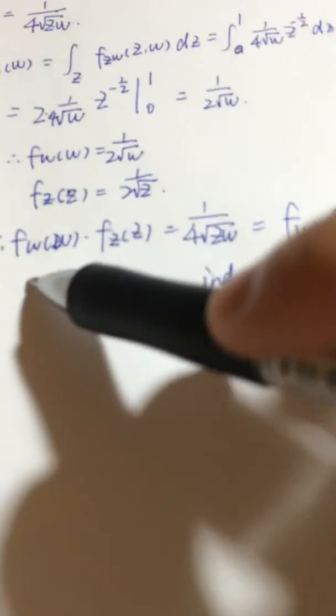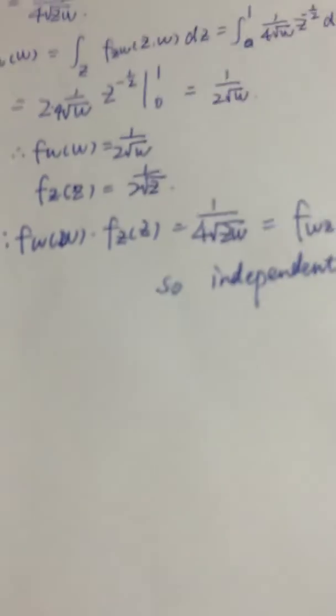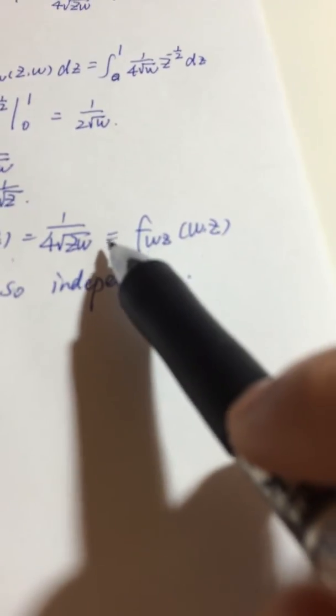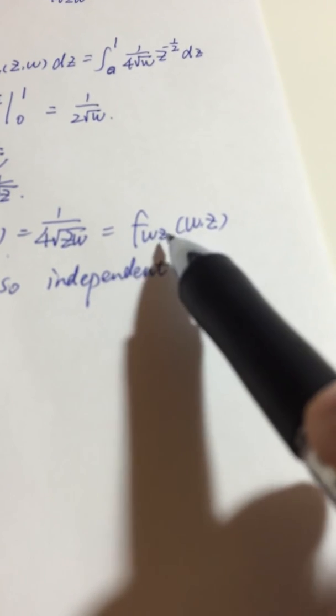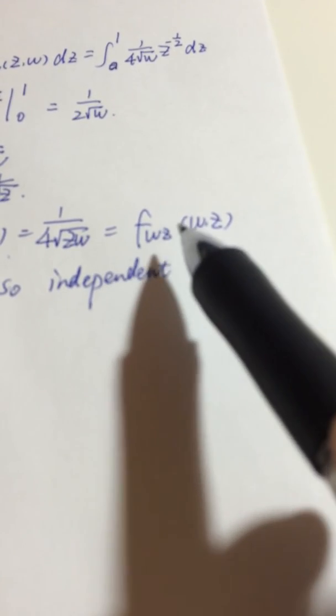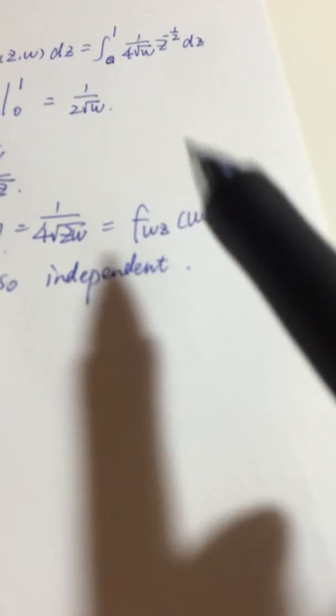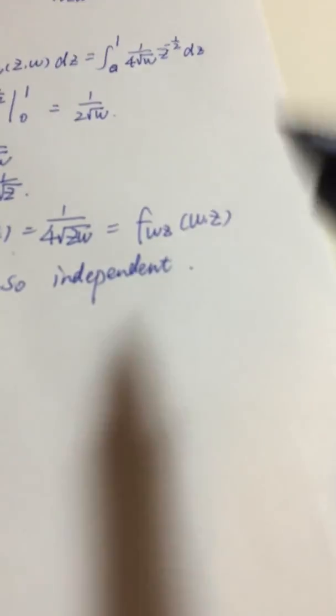So we should use the same formula to find whether they are independent or not. Multiplying these 2, we find the answer, and it is exactly equal to the joint density function of w and z, so they are independent.